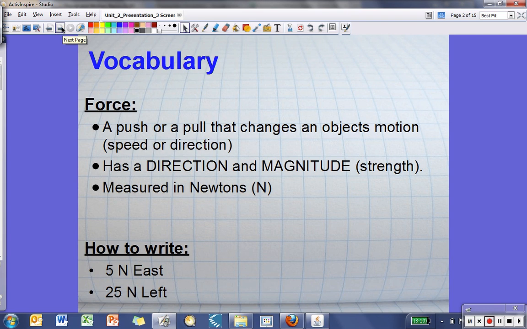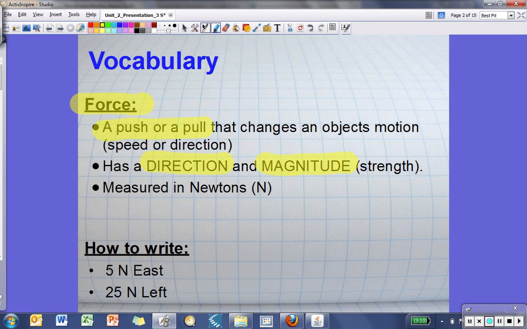So the first thing is vocabulary. The main vocabulary is obviously what we're talking about right now, which is forces. So basically, a force is a push or a pull that changes an object's motion, whether it changes in one direction or that kind of stuff. And it has two things: a direction, which way you're pushing or pulling something, and how strong, the magnitude, you're pushing or pulling that object. Okay, and it's measured in newtons.